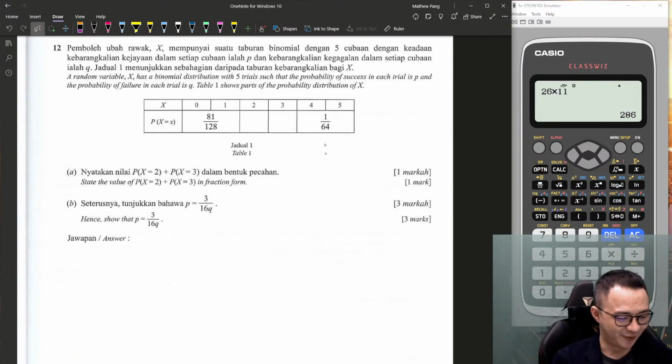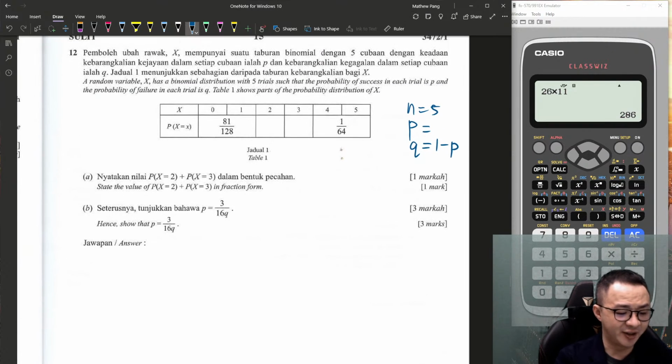Okay, question 12 finally. This one is the probability distribution. A random variable X has the binomial distribution with 5 trials. So I know n equals 5. You can see from 0 to 5, n is 5. Such that the probability of success is p and q is the fail, so q basically equals 1 minus p if you need this. The probability of failure in each trial is q.